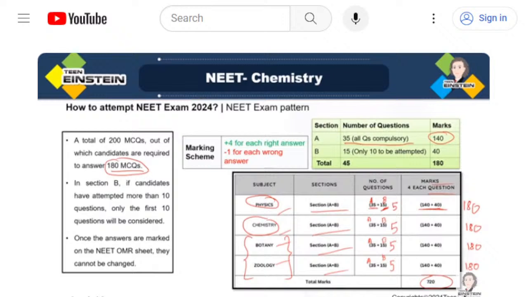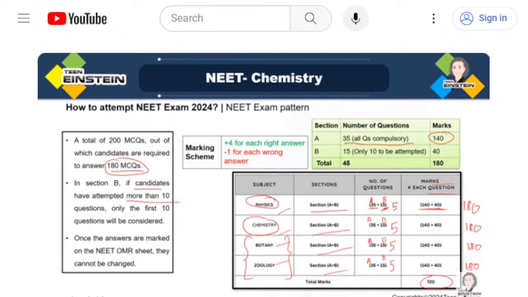Now suppose in section B, by mistake, you have attempted more than 10 questions, then what will happen? Only the first 10 questions will be considered. So you have to be very careful. Suppose by mistake you have answered more than 10, and suppose you are very sure about the 12th question, but as only the first 10 questions will be considered, then this 12th or 11th question will not be considered, even if you are sure about it. Okay, so be very careful.